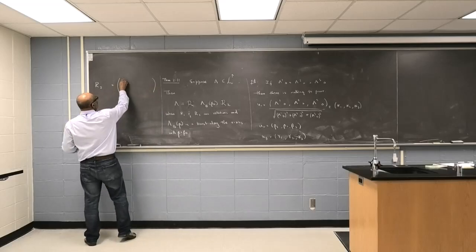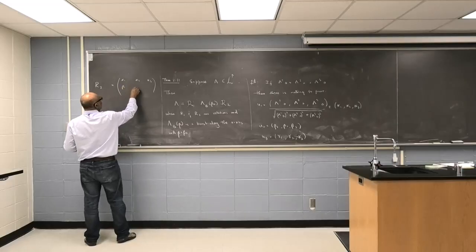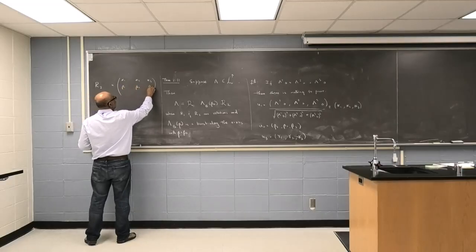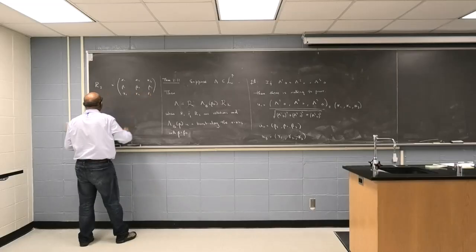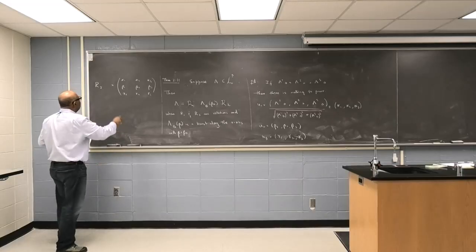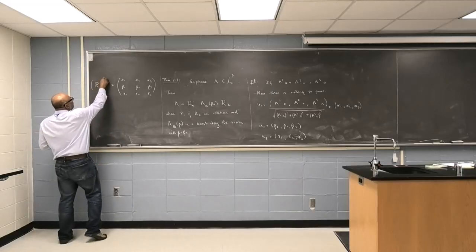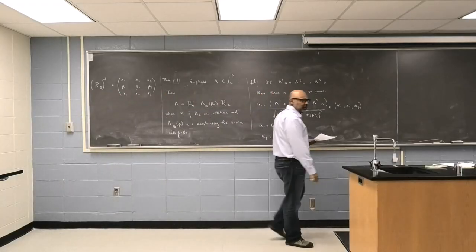What do I do? Alpha 1, alpha 2, alpha 3, beta 1, beta 2, beta 3, and gamma 1, gamma 2, gamma 3. And guess what? I don't call this R2, I call it R2 inverse. I can call it that if I want.